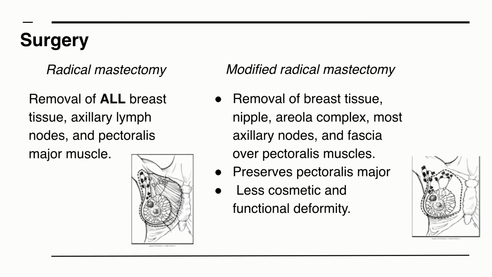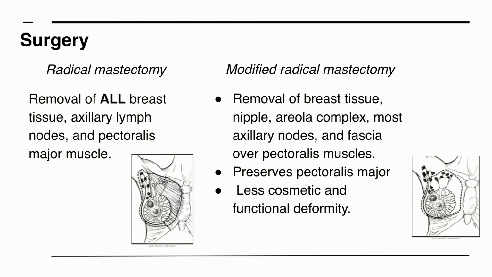Modified is going to be much nicer. It's still a very extensive surgery, but this tends to be where we try to go for most of our patients. This is removal of the breast tissue, the nipple areola, most of the axillary nodes, and the fascia over the pectoralis muscle. This keeps the pec major intact, and it results in less cosmetic and functional deformity. Our patients do much better afterwards as a result of this.